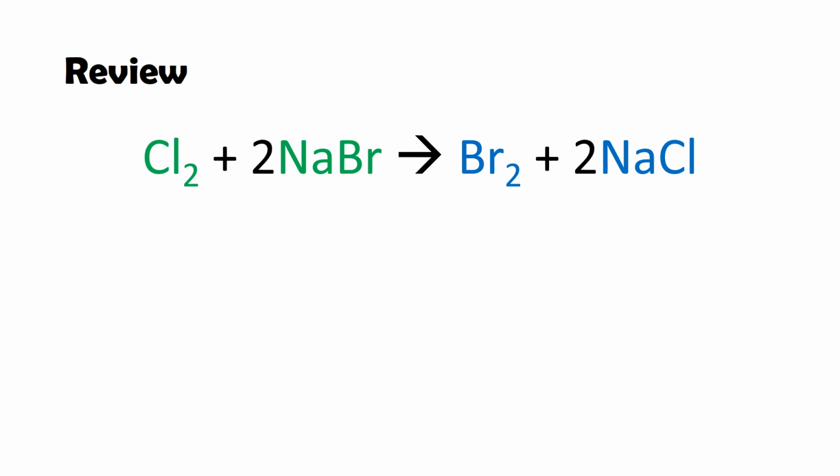Notice the use of plus signs used to separate each chemical formula in the equation, and that an arrow is used to separate the reactants from the products. You should also notice the 2 coefficients in front of NaBr and NaCl, indicating that 2 particles of each of these chemicals are required to balance this equation.